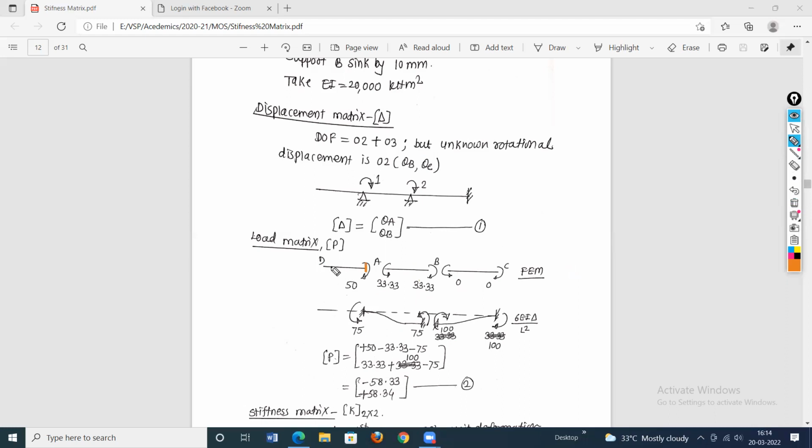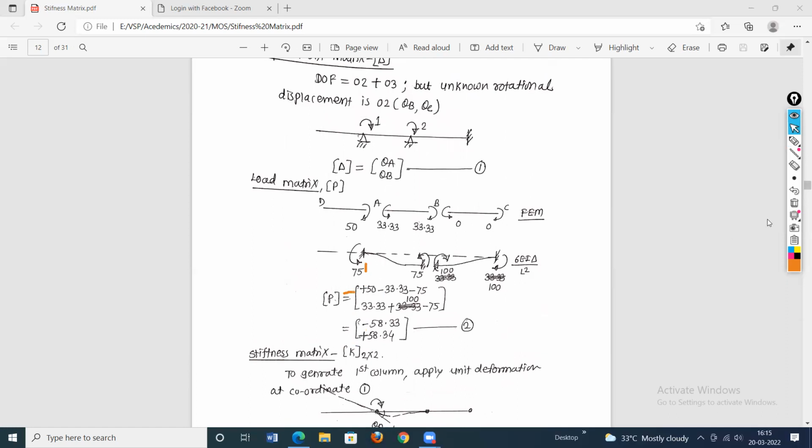Because of this loading, this load creates an anti-clockwise moment about support A, and therefore the restraining moment at A will be clockwise. How much will the moment be equal to? 25 is the intensity of the loading, 25 into 2, length is 2, so 25 into 2 into 1. So 25 into 2 is 50. The magnitude of this moment will be equal to 50. So these are the end moments due to the external loading.